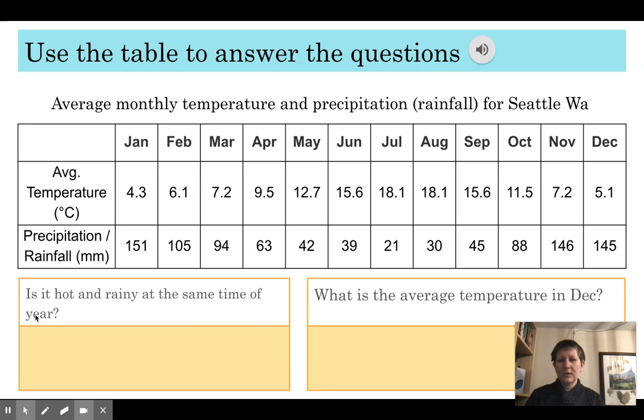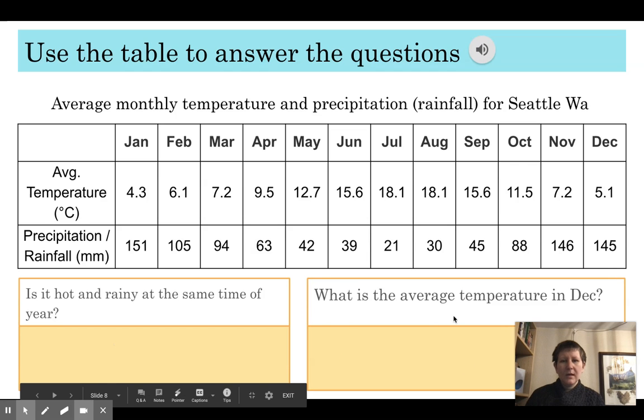And so the first question is, is it hot and rainy at the same time of the year? And so you would look at this data table, look at the temperatures. So the higher temperatures, see when those happen, and look when you have the highest numbers for rain and see when those happen and see if they happen at the same time of the year. And then you're going to say, what's the average temperature in December? So you'd find December, you'd find the average temperature.